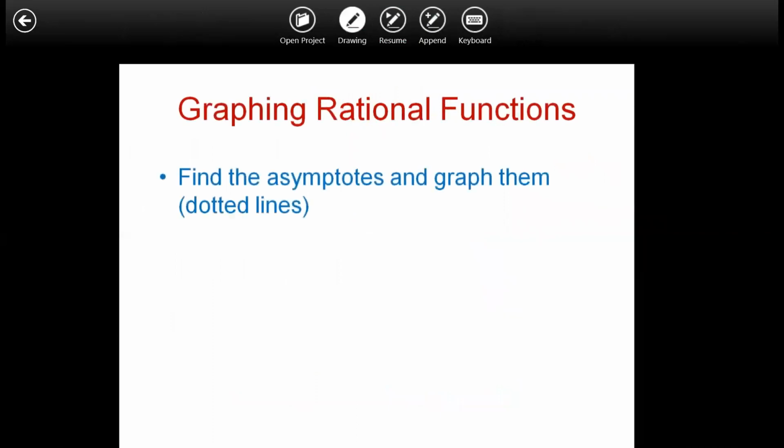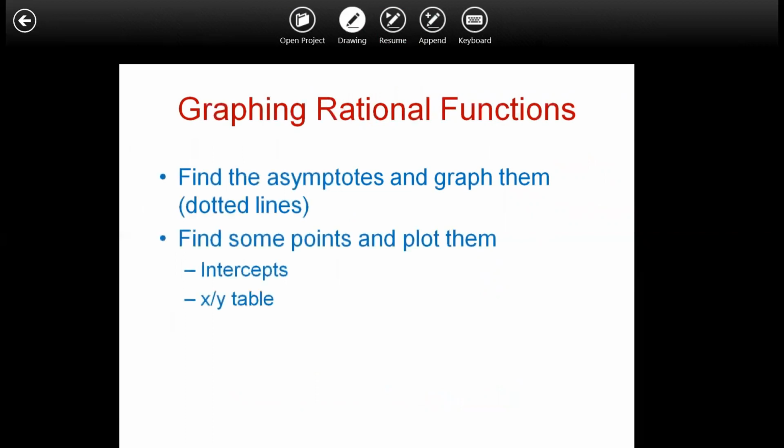Graphing rational functions. You do not have to write this one down, because we're going to cover that in these next couple of problems. Find the asymptotes and graph them as dotted lines. That's how we're going to look at them when we're graphing them. We're then going to look at the intercepts, so we're going to find some points. X and Y tables. We're going to go ahead and create those.